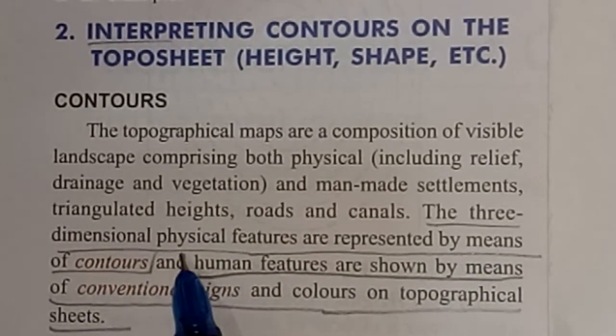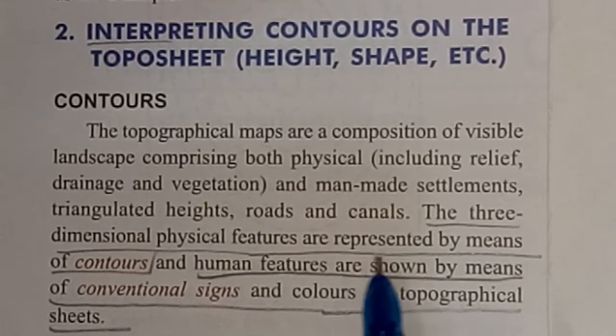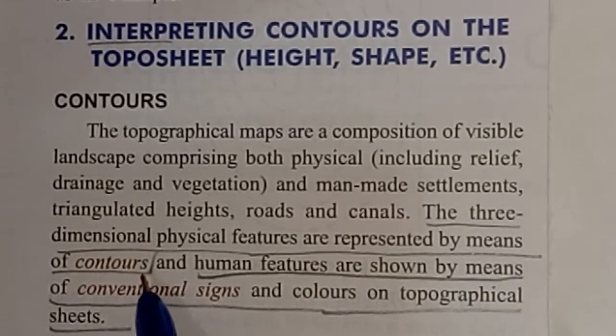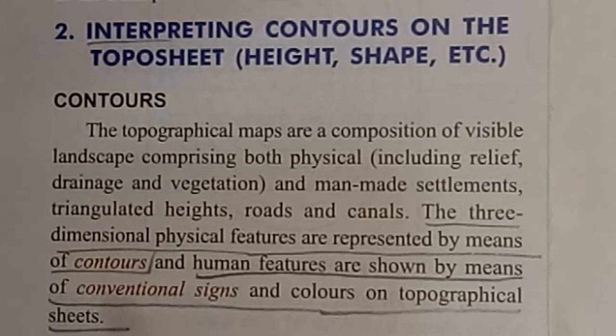The three-dimensional physical features are represented by means of contours, and the human features are shown by means of conventional signs and colors on topographical sheets. Now what is written here? The physical features are represented by means of contours and the human features are shown by means of conventional signs and colors on topographical sheets.